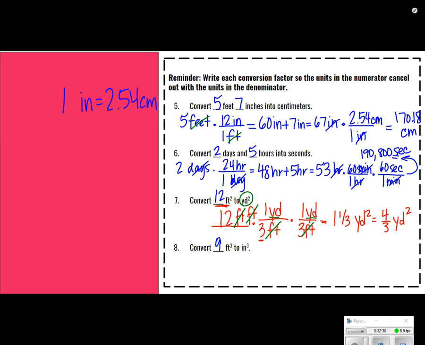All right, so we're going to convert 9 cubic feet into cubic inches. So this is the same thing.